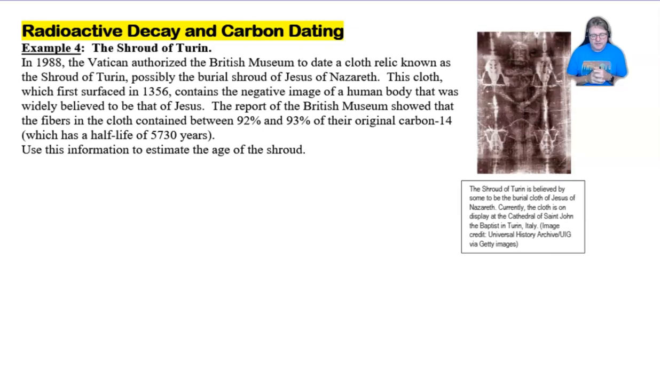The report of the British Museum showed that the fibers in the cloth contained between 92% and 93% of their original carbon-14. And we know that carbon, which is the basic building block of all organic things, is going to have a half-life of 5,730 years. What we want to do is basically use this information to estimate the age of the shroud.